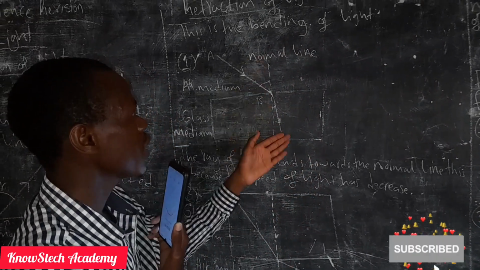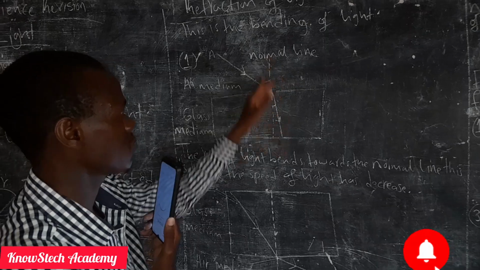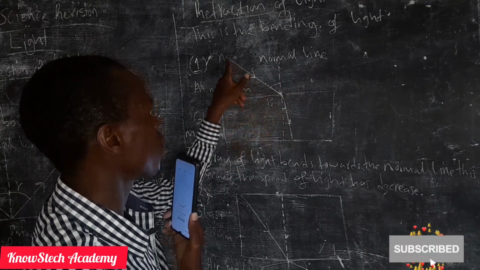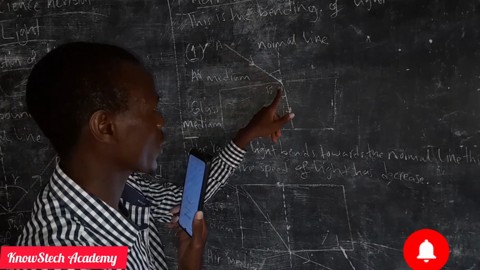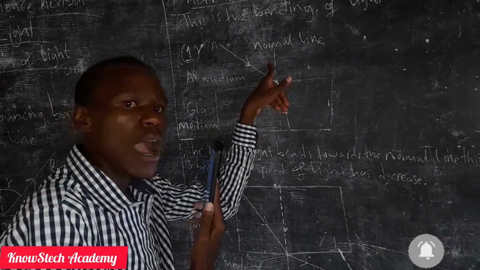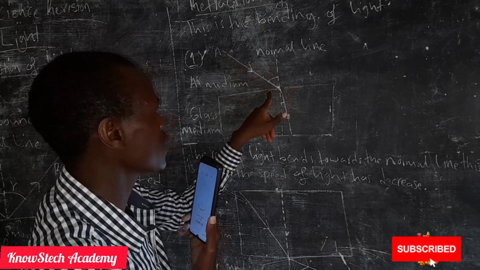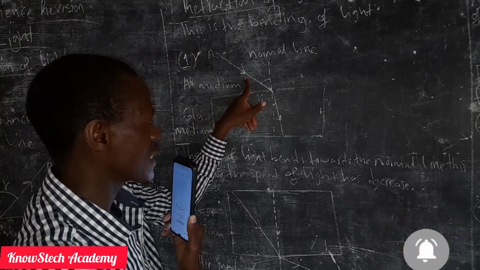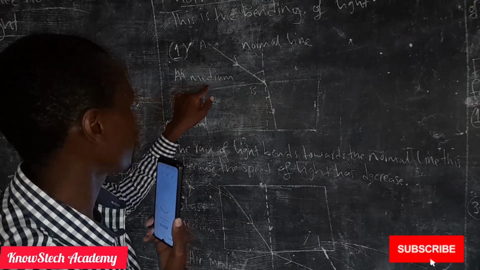Here we have this dotted line. This is the normal line. Then we have this line, which is a ray of incidence. The angle is the angle of incidence. Then here we have the air medium, then the glass medium.